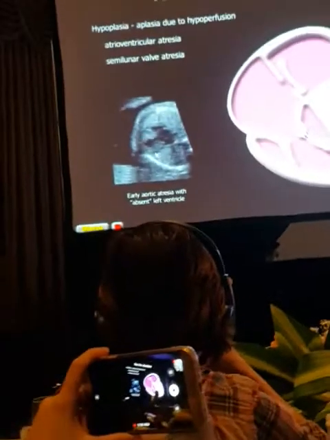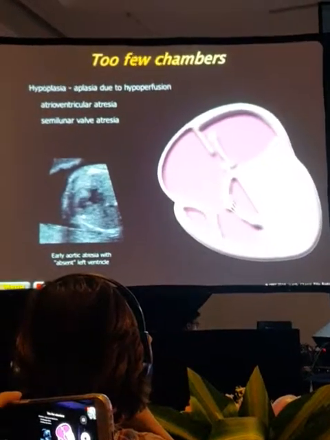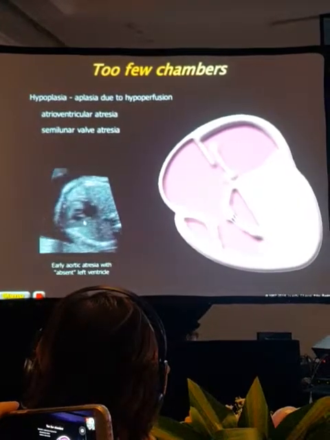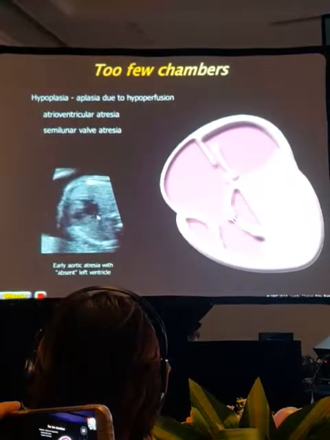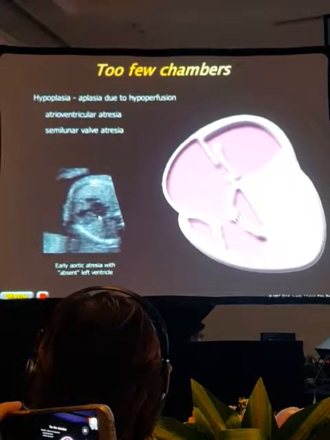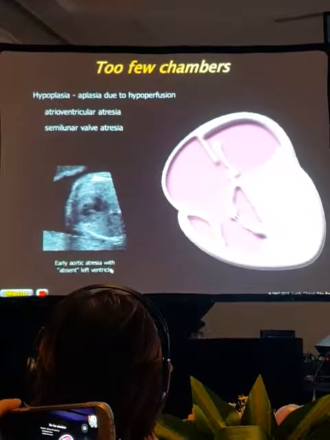If you have an early aortic atresia, the blood doesn't go to the left ventricle because it cannot run out, and so the left ventricle does not get developed. And you know this is what it is because if you look at the foramen flap here, you see it's flapping from the left side into the right side. So this is hypoplastic left heart syndrome.